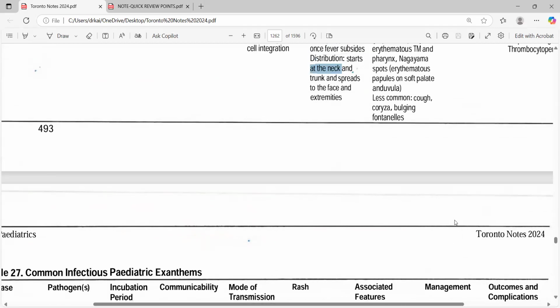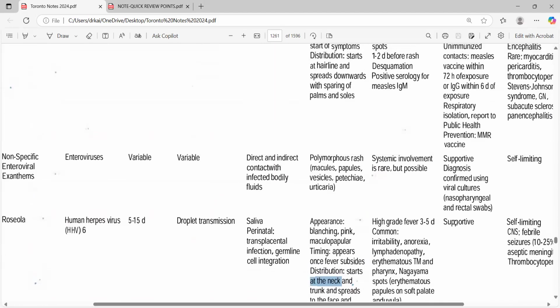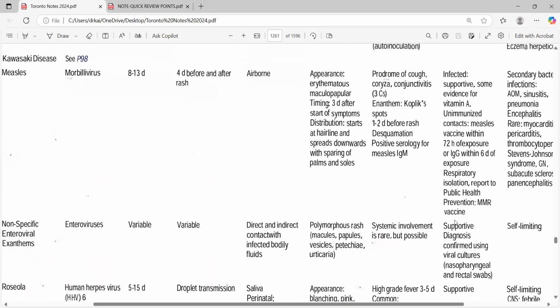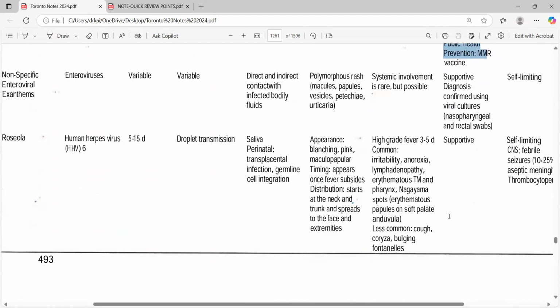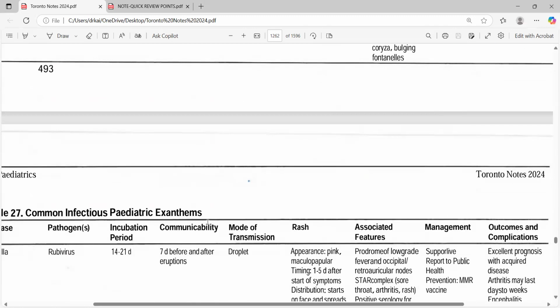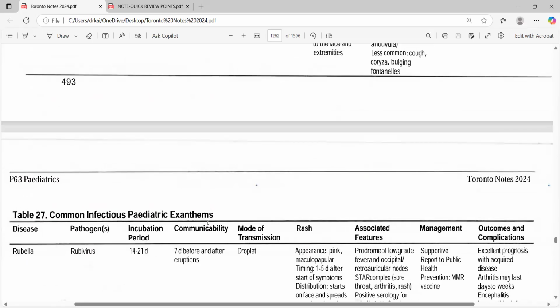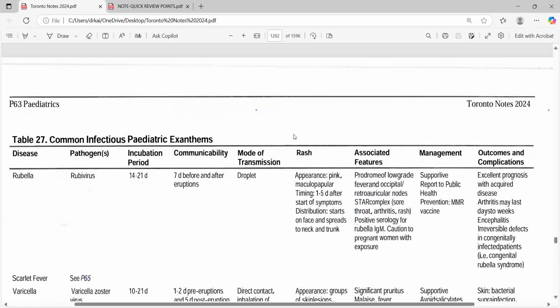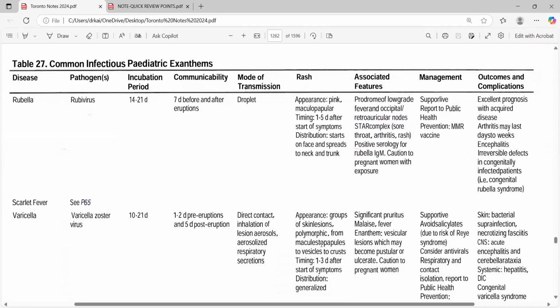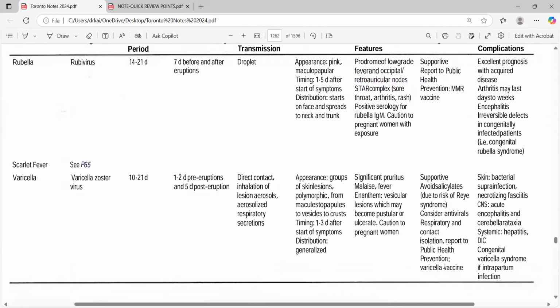Sorry, I forgot to mention which ones to report to public health. Measles is supposed to be reported to public health, and its vaccine is the MMRV vaccine. Then rubella is also reported to public health. That's important, okay? And prevention is with MMR. It causes arthritis. Then there is varicella. Varicella is also reported to public health, and its vaccine is MMRV.